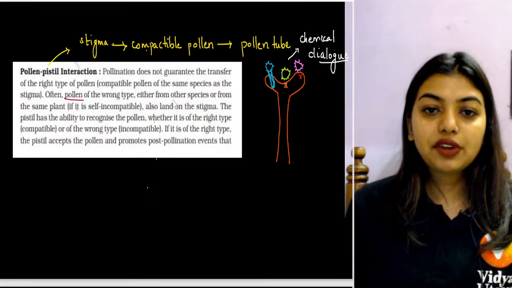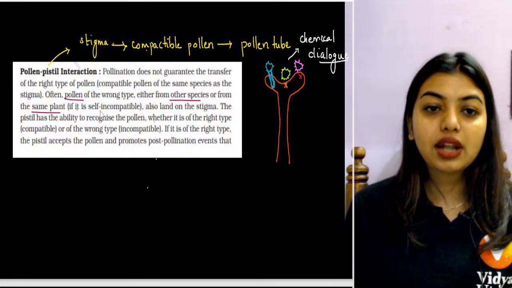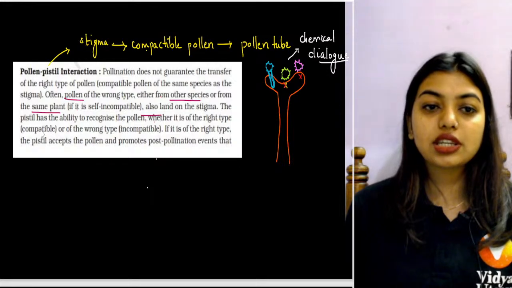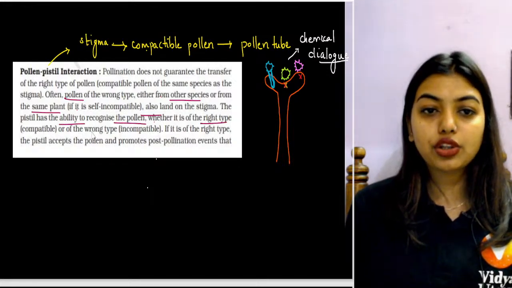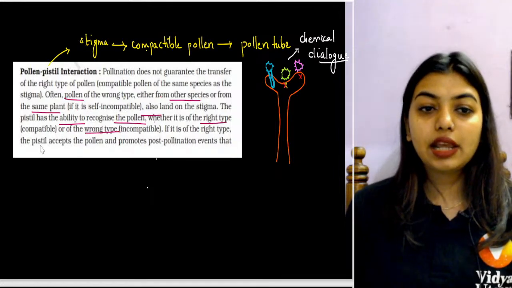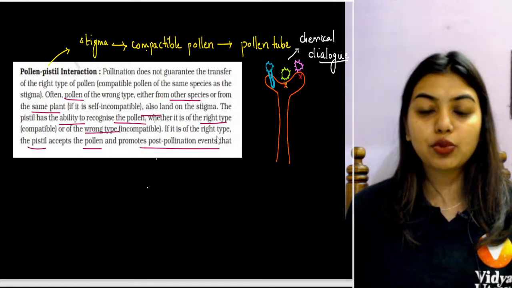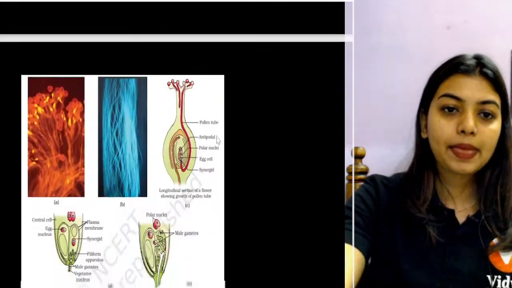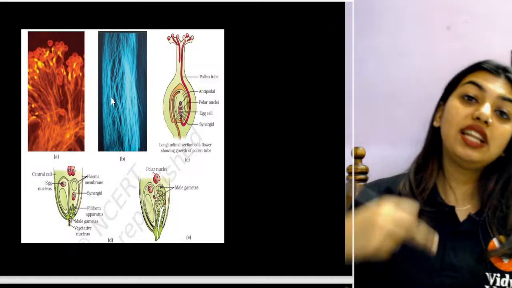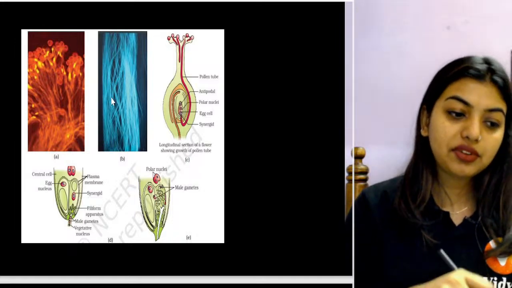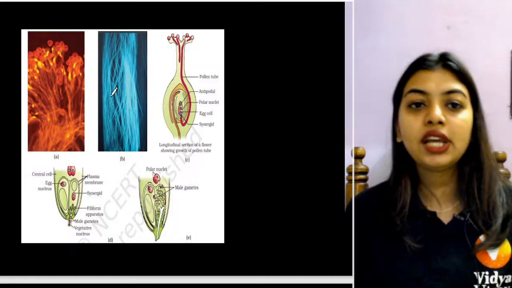So, neither from other species nor from the same plant, if it is incompatible, also lands on the stigma. The pistil has the ability to recognize the pollen, whether it is the right type or the wrong type, okay? If it is the right type, the pistil accepts the pollen and promotes post-pollination events. Clear? Here they have already spoken about the events, but later in the chapter they are talking about double fertilization. So I will go in the flow of that to make you understand.